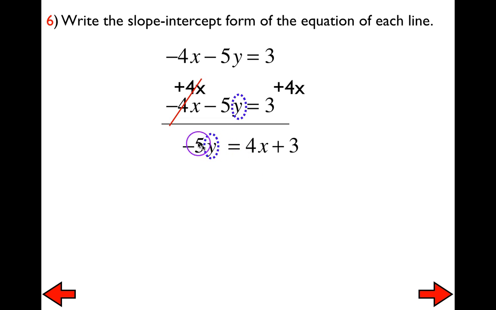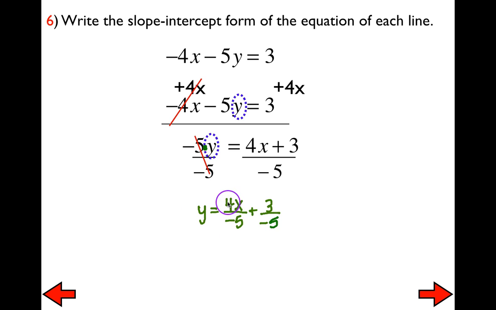Last but not least, I need to get rid of this negative 5. This means negative 5 times y, so the inverse would be to divide both sides by negative 5, leaving me with y equals 4x over negative 5 plus 3 over negative 5.